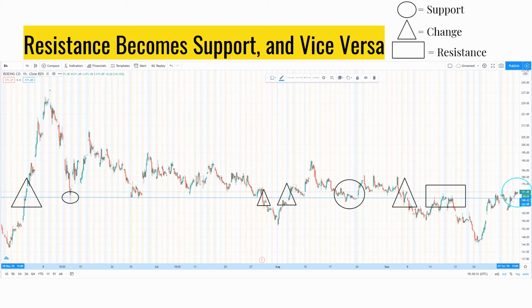Finally, after a few days of price dropping, if we move our attention to the cyan-colored circle, we see that the price is back at this horizontal level, and we see that the price has broken through that horizontal level, and the horizontal level has now become a level of support.